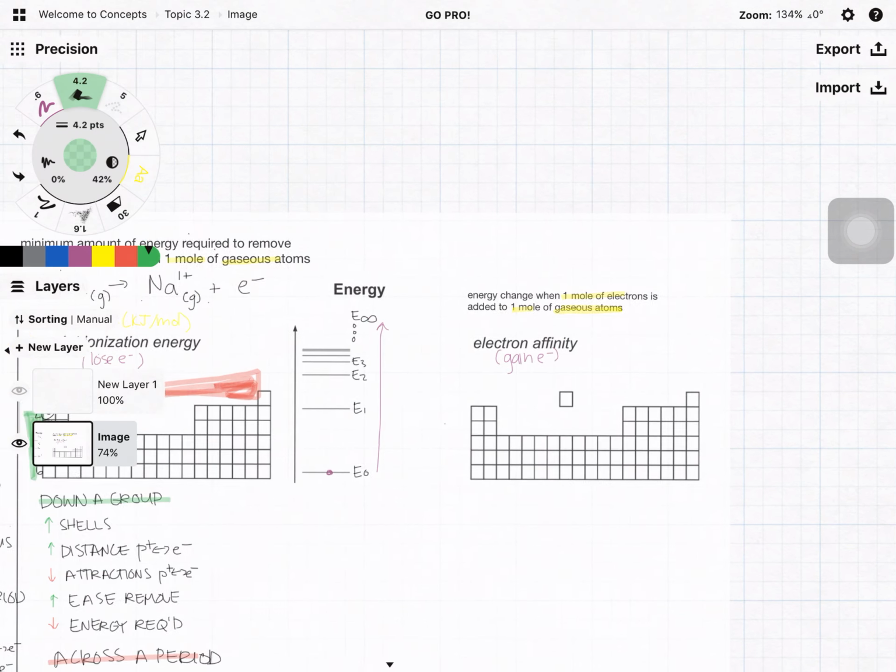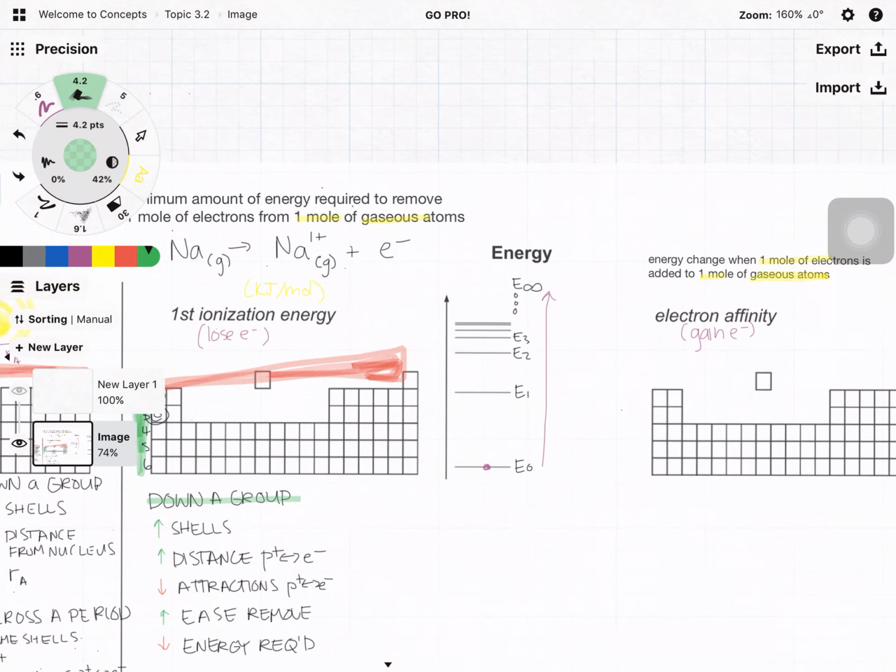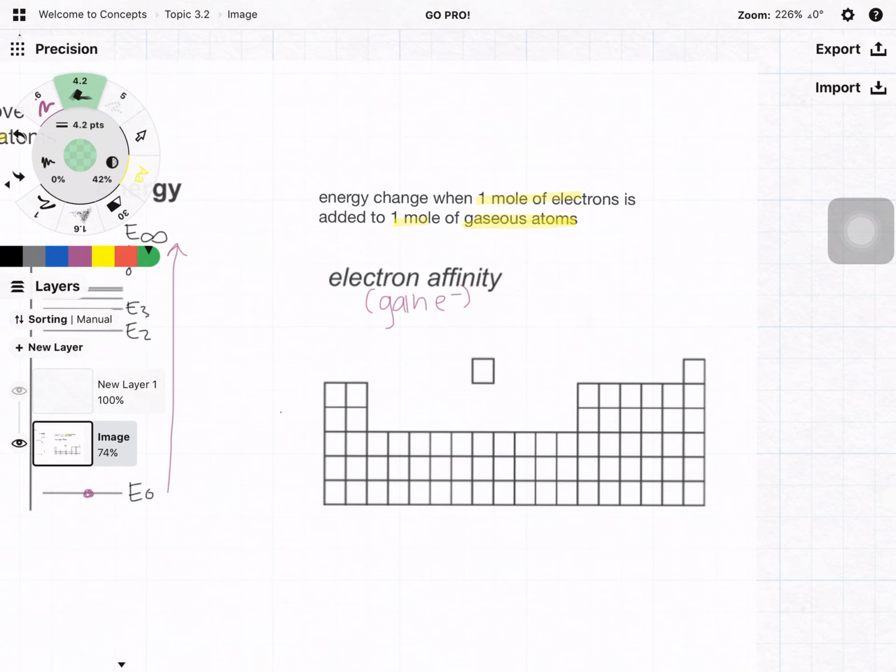Okay, so last video we talked about ionization energy, which is the amount of energy that's required to remove a mole of electrons from a mole of gaseous atoms. Now we're going to take a look at something called electron affinity, which is the amount of energy when we gain electrons. So the energy change when 1 mole of electrons is added to 1 mole of gaseous atoms.